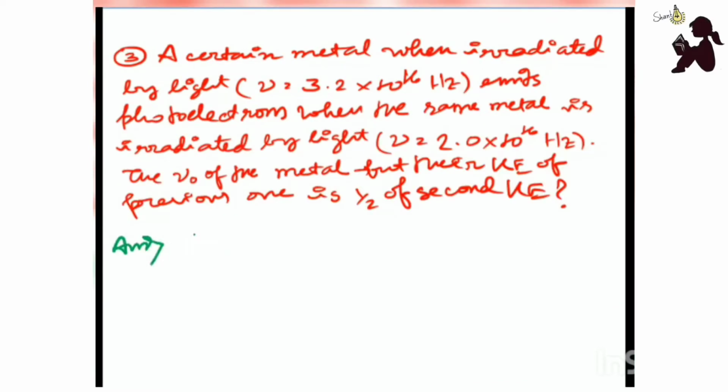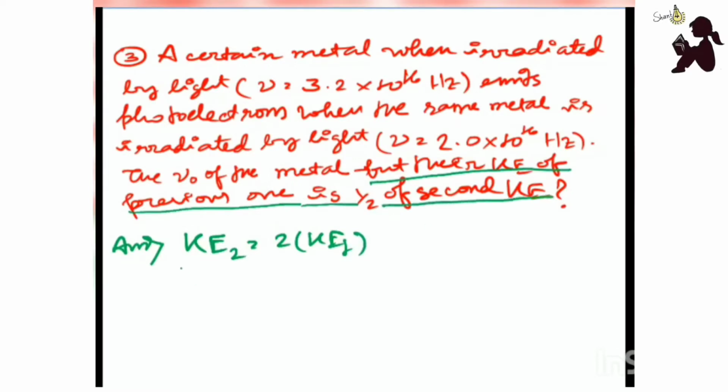So in question number 3, they said that a certain metal when irradiated with light of mu equal to 3.2 into 10 to the power 16 hertz emits photoelectrons. When the same metal is irradiated by light of mu equal to 2.0 into 10 to the power 16 hertz, then what will be the mu naught of the metal? But the KE of the second one is half of the first one. So according to this, we can write KE1 equal to 2 into KE2, because that is what they have said in this question's condition. From there we can conclude our answer. So what will it be?